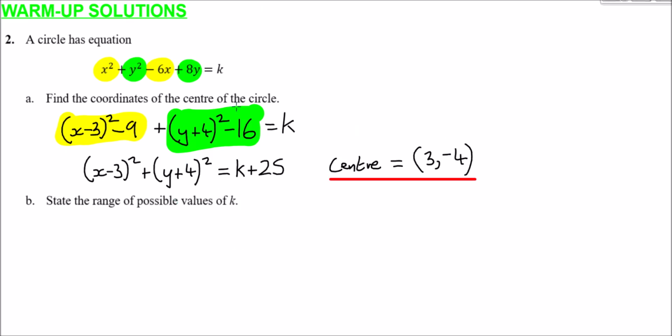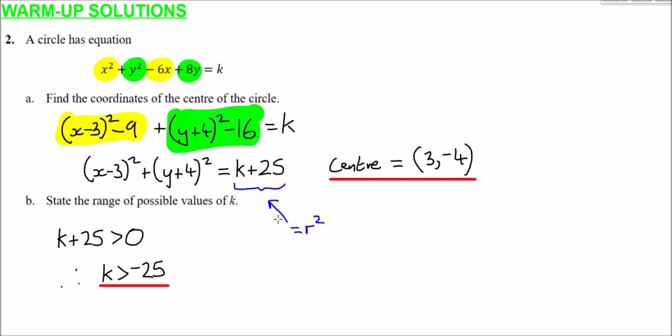Then the range of possible values of k, well, we need to remember what this number here means. This value represents the radius squared. So the radius of a circle has to be greater than 0, otherwise it wouldn't exist. You can't have a circle with a negative radius, just doesn't make sense. And so this value here must be strictly greater than 0. So therefore, in terms of k, if we subtract 25 from both sides, we see that k has to be greater than negative 25.